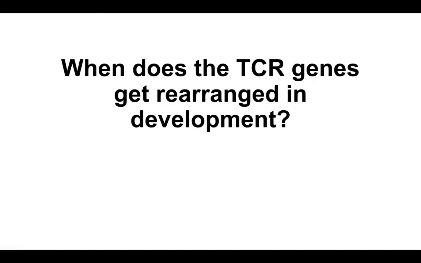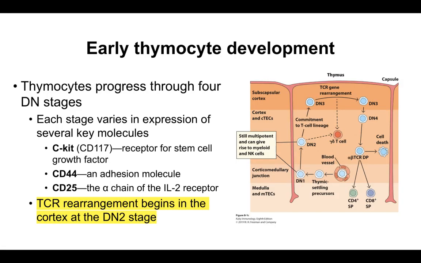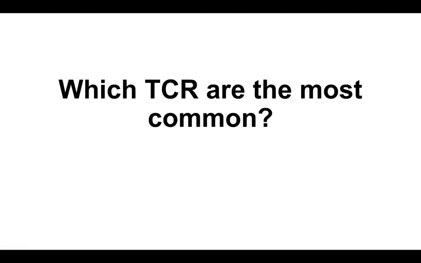When do the T cell receptor genes get rearranged in development? So this begins in the DN2 stage, and it's finalized during this double negative stage. So it's in the double negative stages of development that the genes are rearranged.